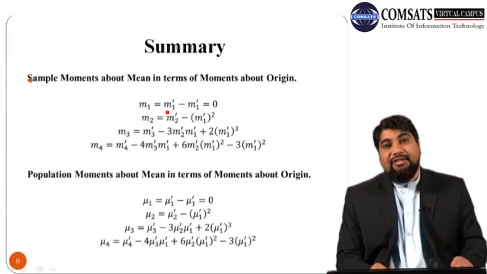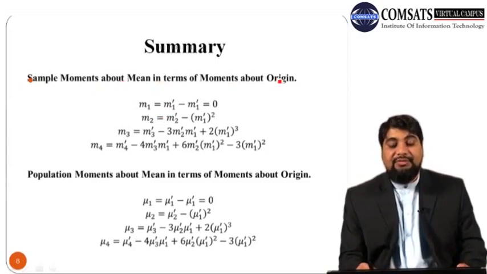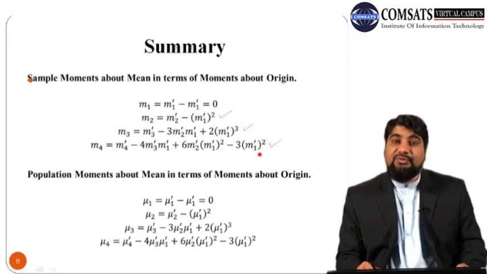Let me express these results in the form of a summary. Sample moments about mean in terms of moments about origin. So m1 is equal to m1' minus m1', which is 0, m2 is given by this result, and m3, and here we have m4. So this is the simplified form.